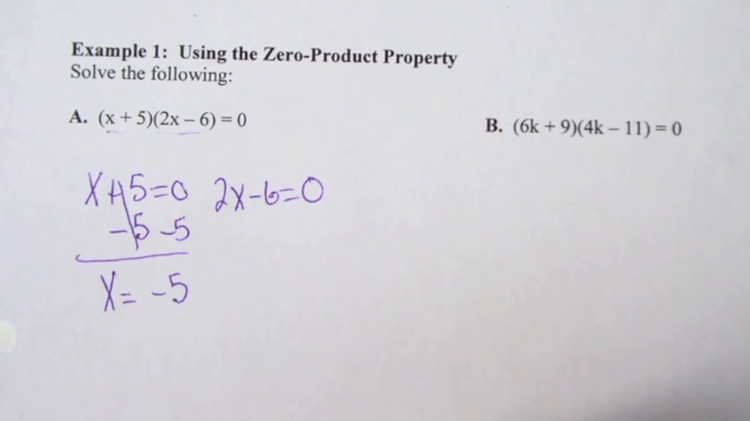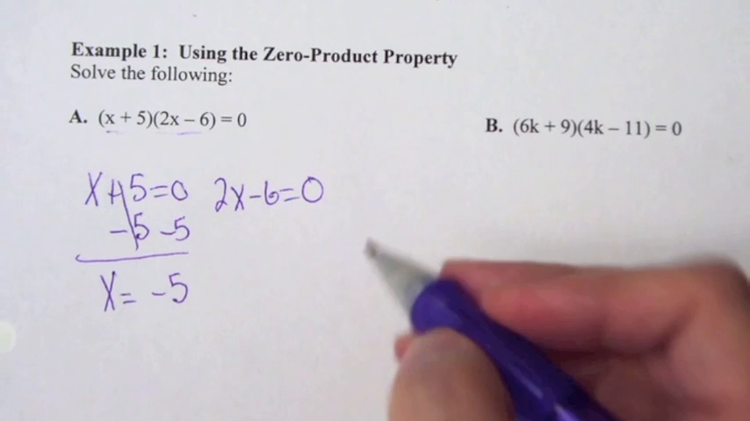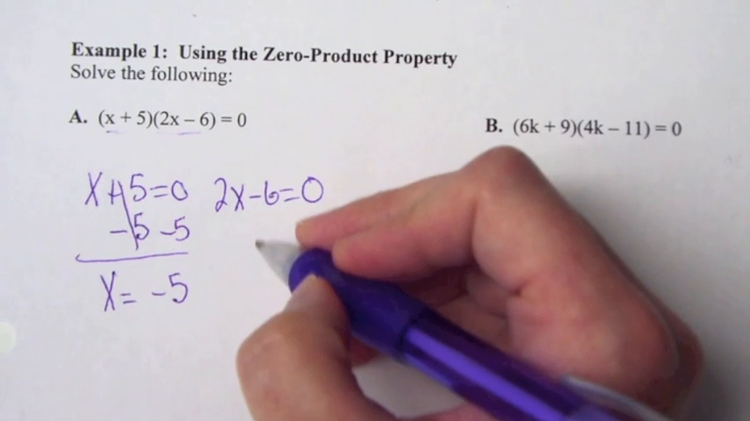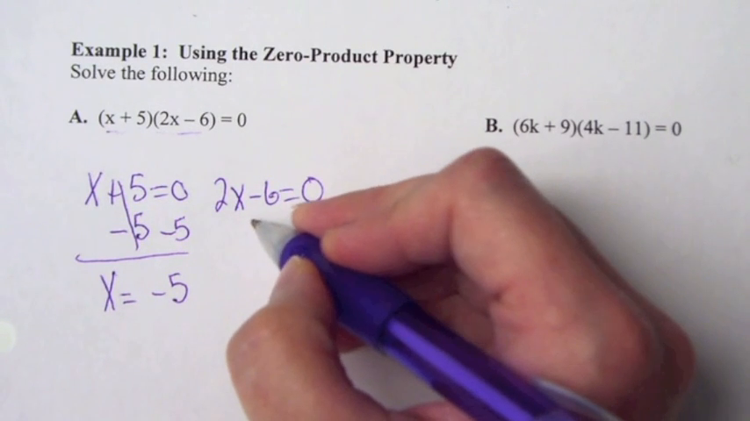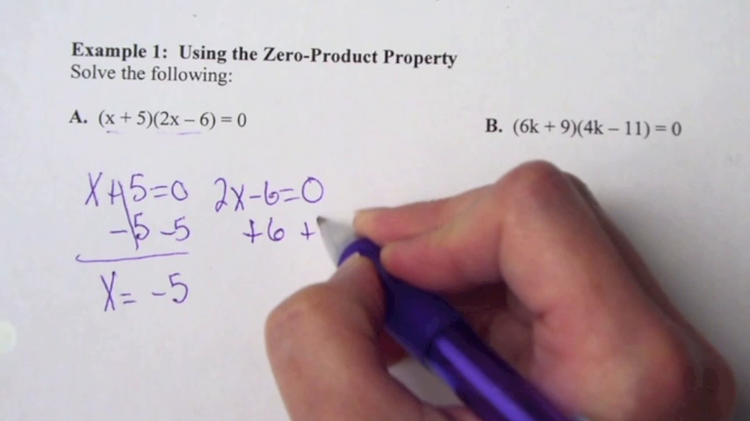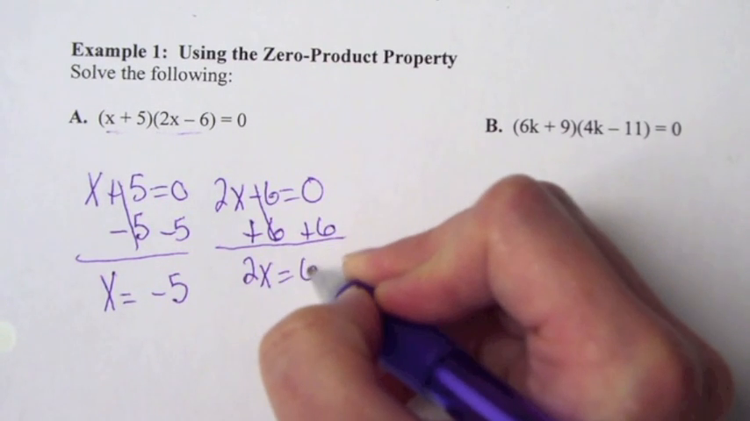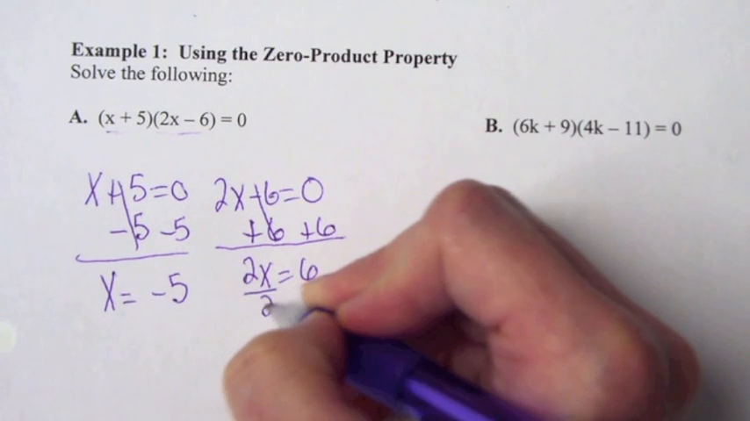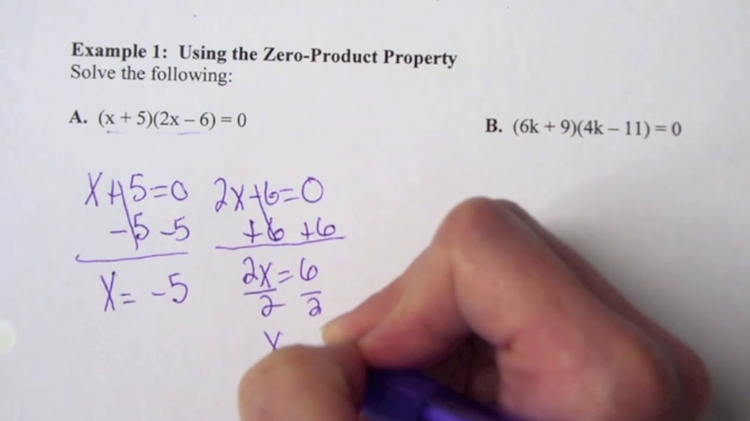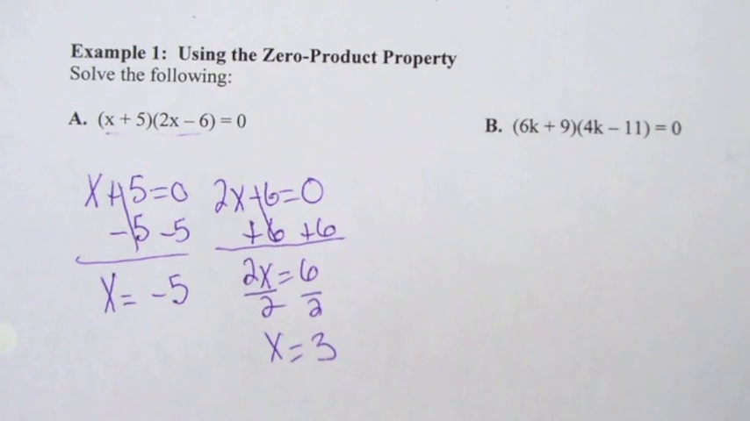Oh, no, wait. It's negative 5, yeah. We're doing them differently today. What if you do them in your head? Do you have to do the steps? Nope. On the second equation, we add 6 to both sides. We get 2x = 6. Divide both sides by 2, and we get x = 3. So that means our parabola goes through the x-axis at -5 and 3.